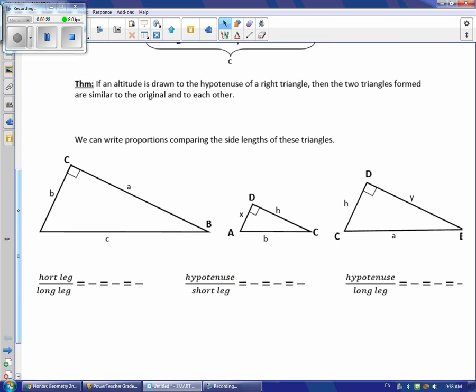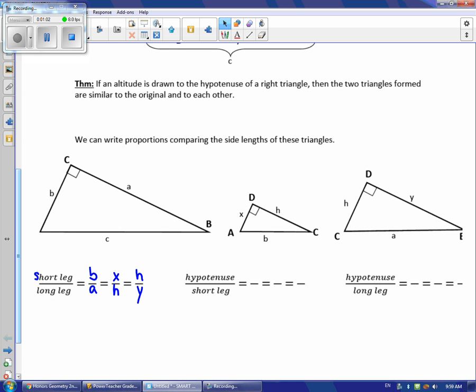Here's all three of those triangles split up. We have the large one, the small one, and the medium one. And we can write proportions comparing the side lengths of these triangles. We have the short leg to the long leg, so that would be B over A in the big triangle, X over H in the small triangle, and H over Y in the medium triangle.